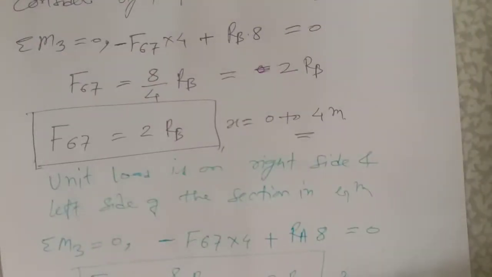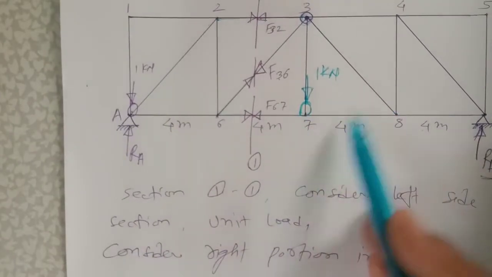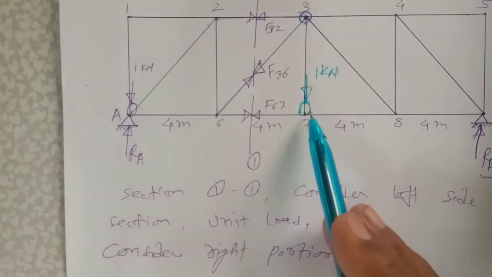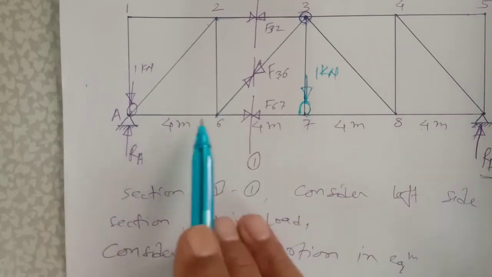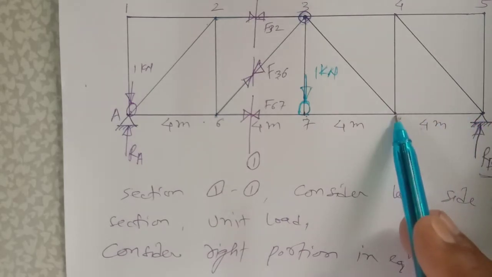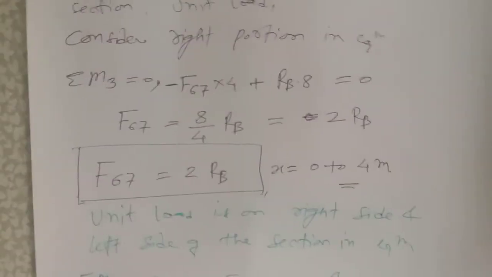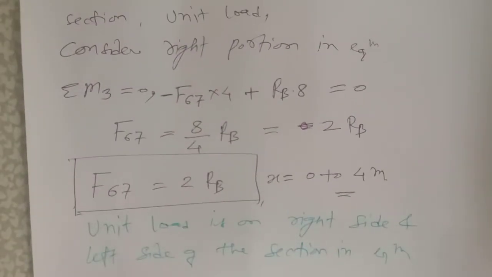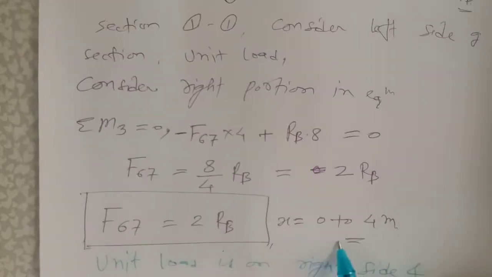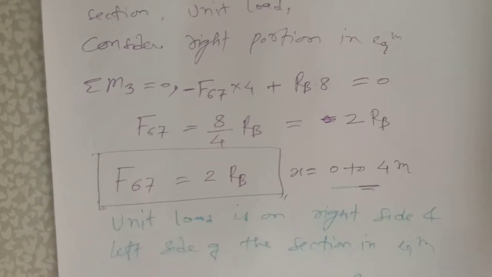But what is the limit? X is equal to, here we have put the point load on the right side and left portion in equilibrium. That's why, what is the value of X? X is equal to 4 plus 4, 8 meter to 16 meter. This is 12 meter, this is 16 meter. So the range of X is equal to 8 meter to 16 meter. This is the range. That means this equation is applicable for 8 to 16 meter and this equation is applicable for 0 to 4 meter.